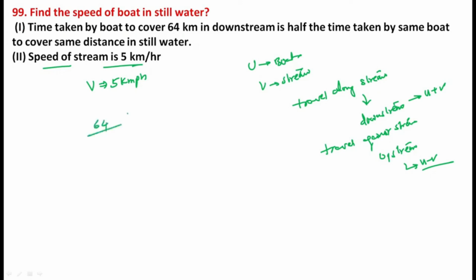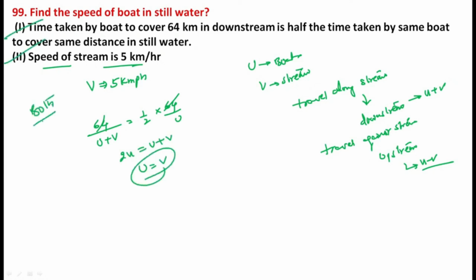So the time taken by the boat traveling downstream, U plus V, is equal to half of the time taken by the boat traveling in still water. So 64 by the boat speed, the boat speed is equal to U. Now 64 cancels. Now 2U is equal to U plus V. Now U is equal to V. Now you can get the answer by using both cases. By using both the cases only, you can get the answer.